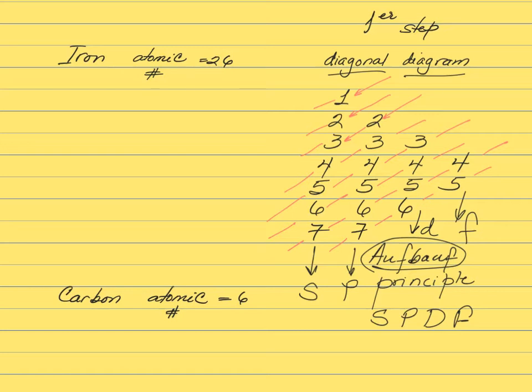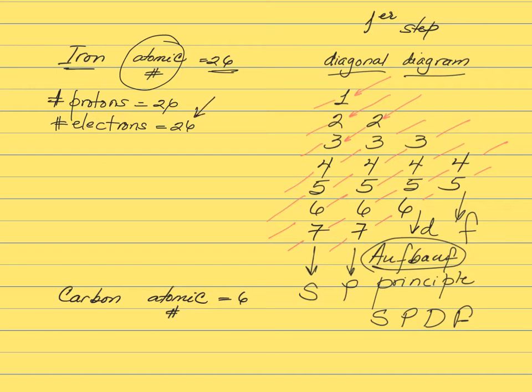How are we going to use the diagonal diagram to write electron configuration? Simple. Atomic number for iron, 26. How many protons? 26. How many electrons? 26. Why? Because the amount of protons has to be equal to the amount of electrons, because atoms are neutral. So I have to organize 26 electrons.